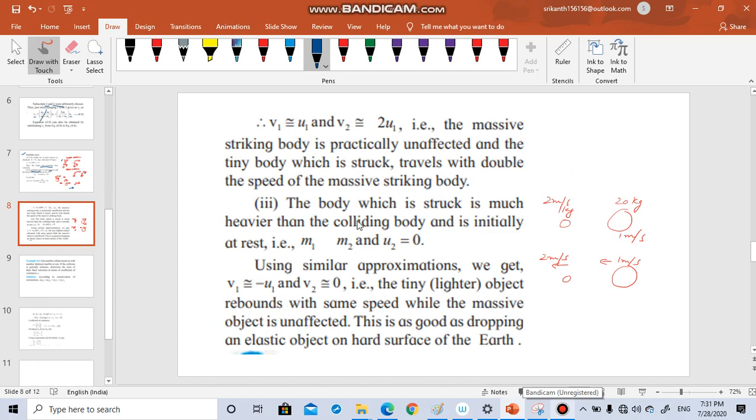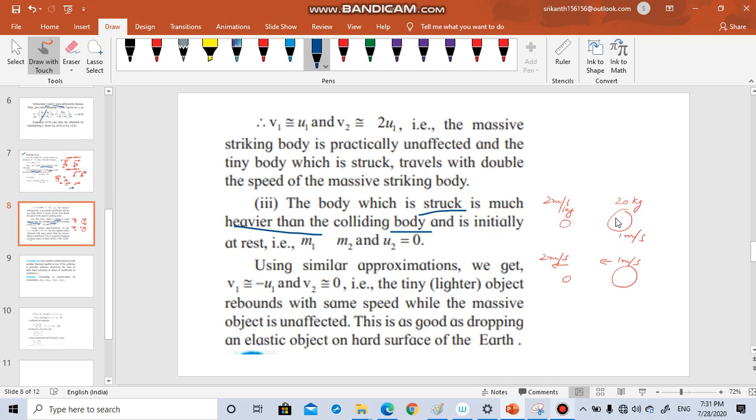The third case: the body which is struck is much heavier than the colliding body. Now here, the small body is on the left and it is hitting a big body. Big body means truck. The cycle is going and colliding with the truck. What happens?